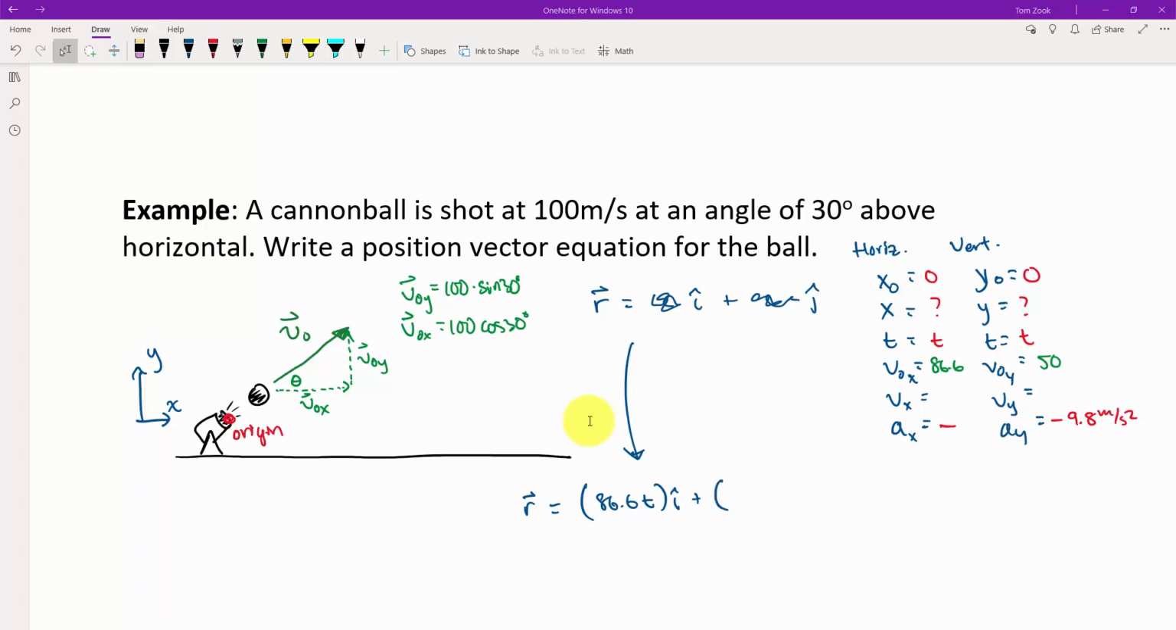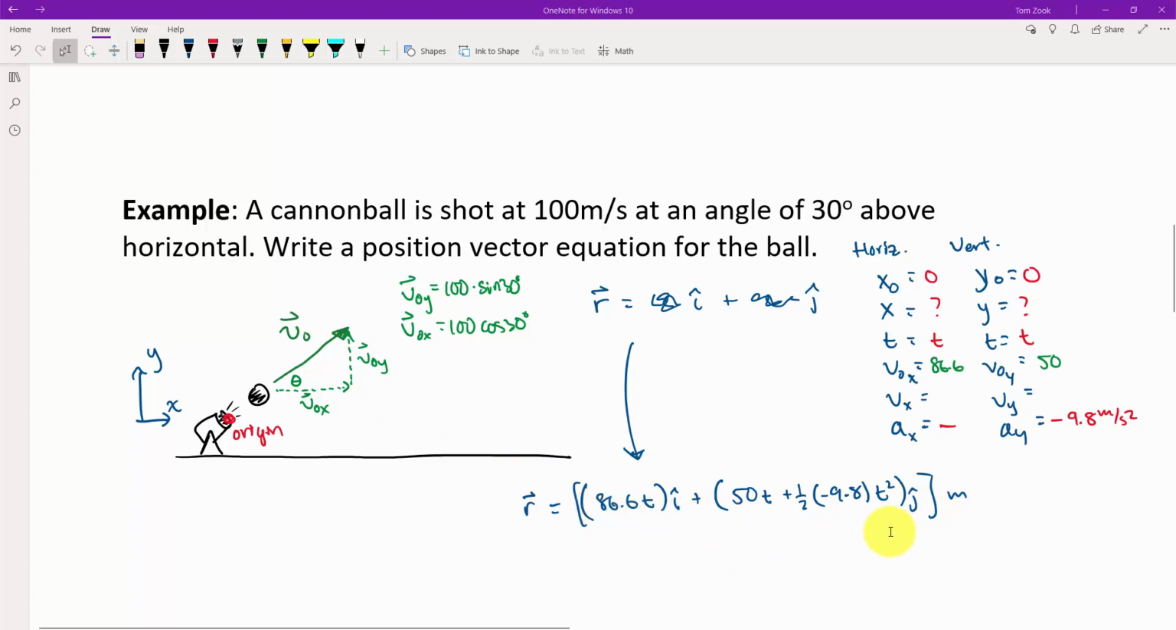And then we need to put in an equation for the y dimension, or the j direction. And again, we have 0 for our original position. We've got an original velocity of 50, and its original velocity is upward, so that's going to be positive. So 50t plus 1/2 our negative 9.8 acceleration multiplied by t squared. That's in the j direction. All of that measured in meters.